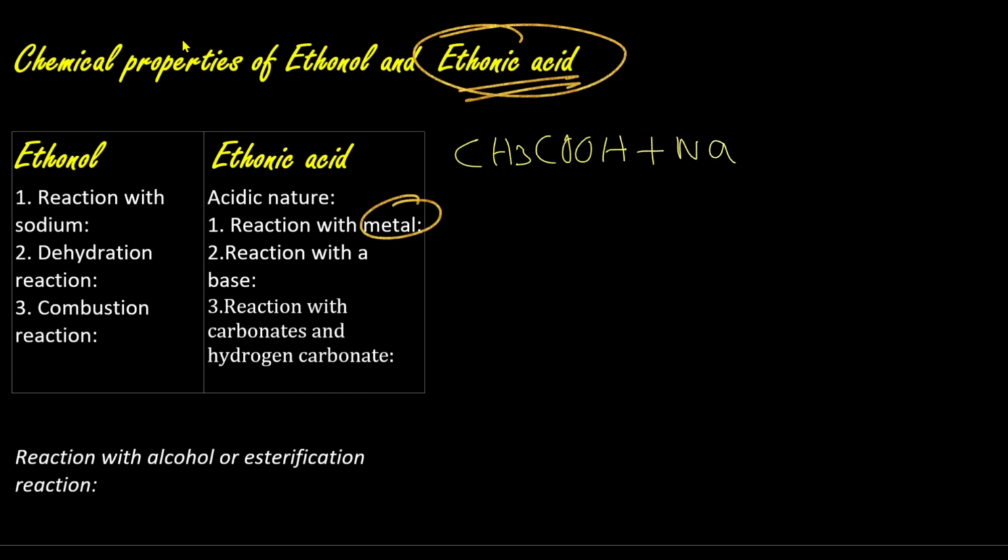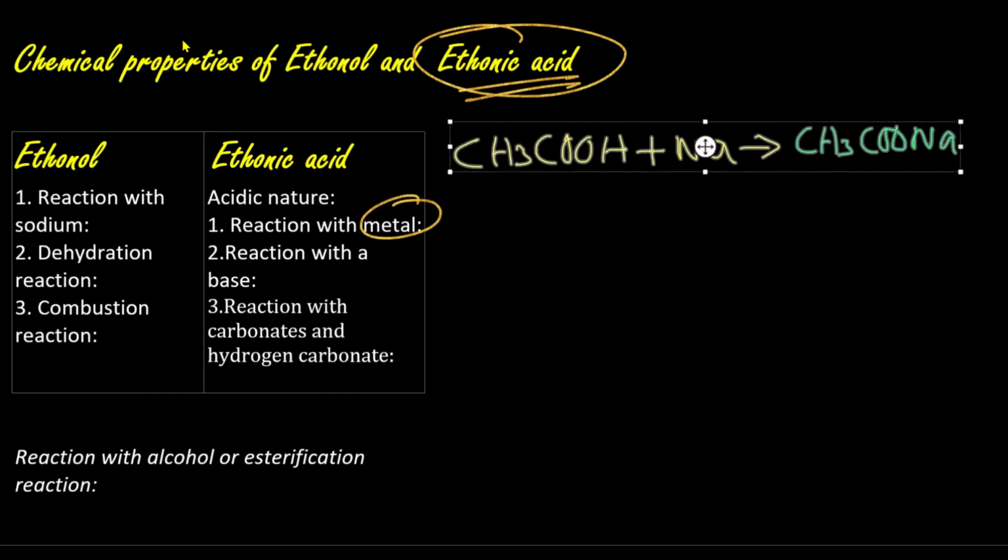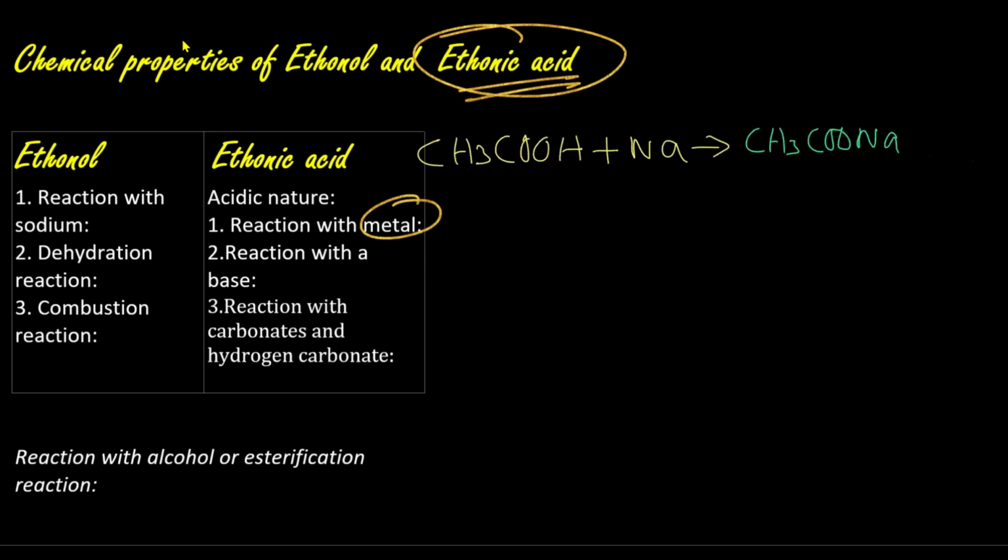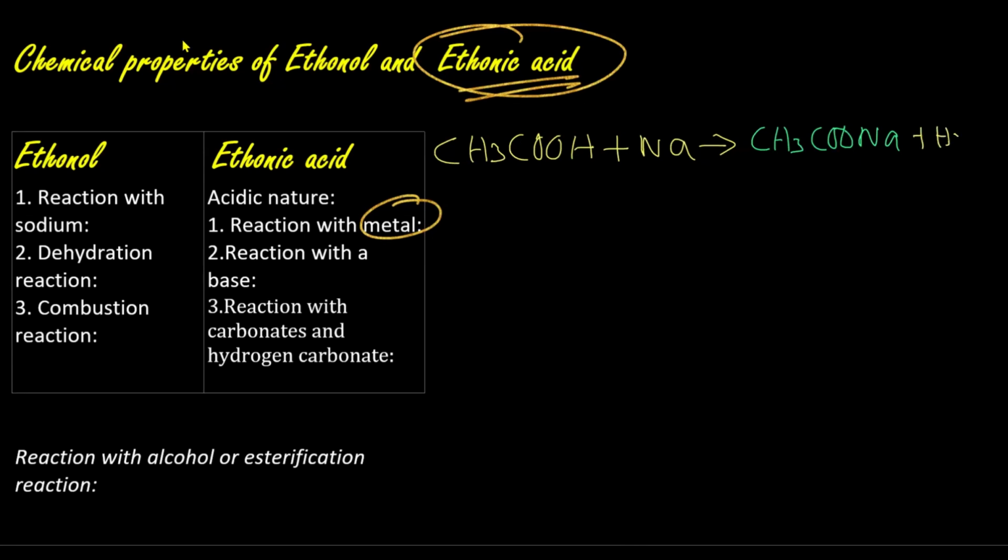If it reacts with a metal, to give a product. Well, since it is a metal and acid, it will react to give salt. Well, salt is what? CH3COONa, sodium ethanoate, and then hydrogen gas is released during this reaction. Right, so hydrogen gas will be released during this reaction. So I'll be writing plus H2. This is plus H2.